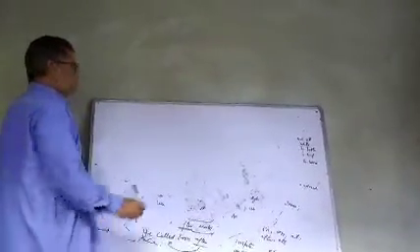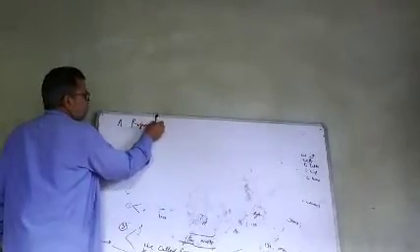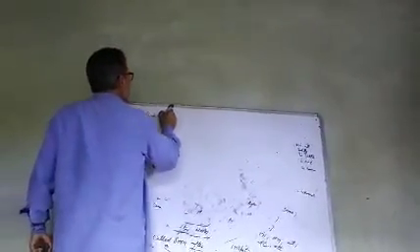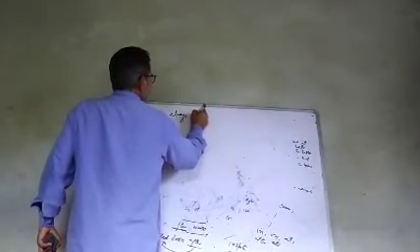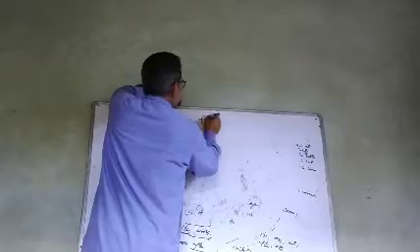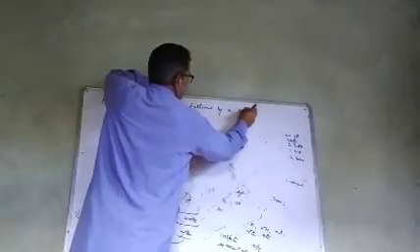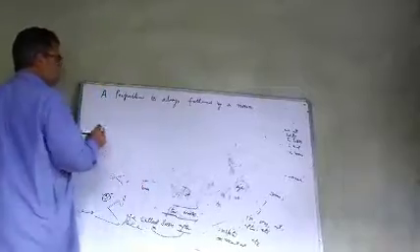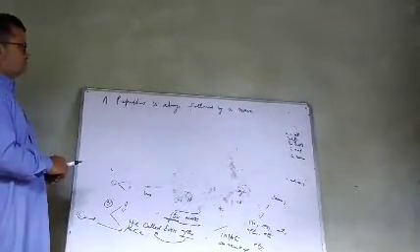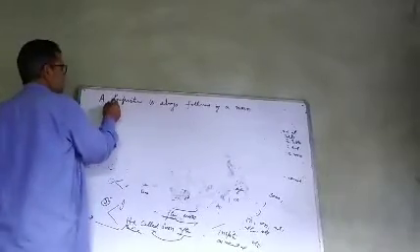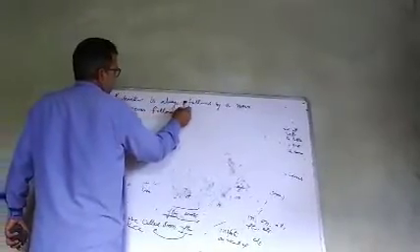Remember that a preposition is always followed by a noun. The golden rule: a preposition is always followed by a noun. It is never followed by a verb.